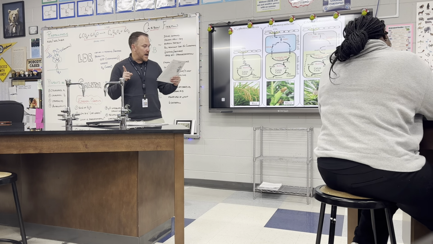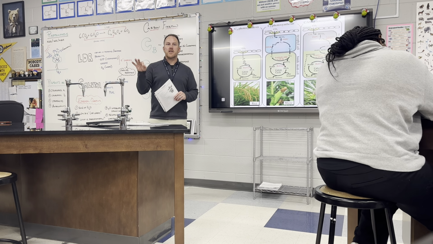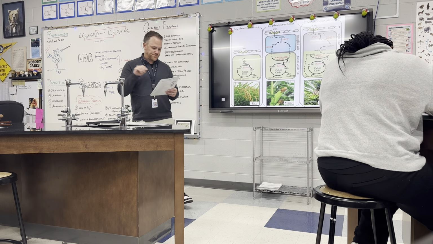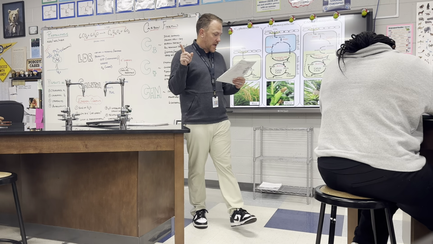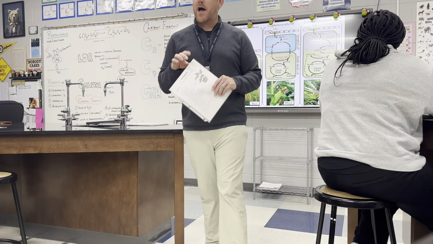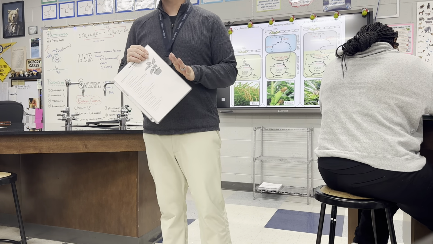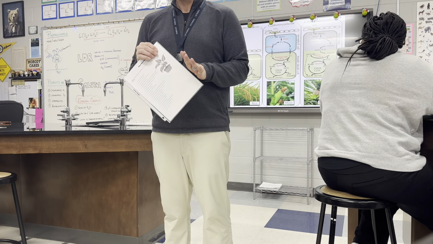Number 9, stomata open during the daytime. So you should add C3 and C4 for this one. All right, and then number 10, rubisco is part of the metabolic pathway. What did you pick here? All of them, yeah.